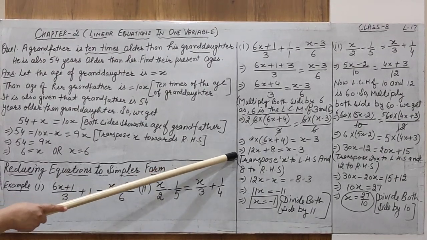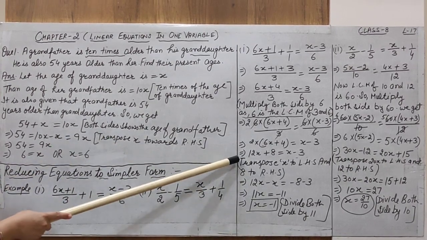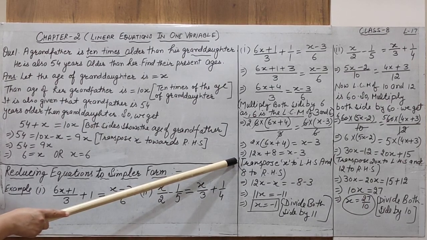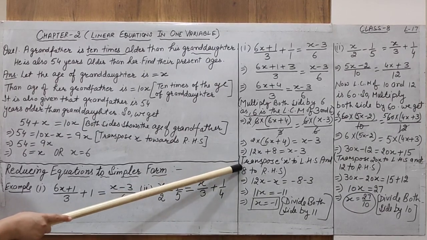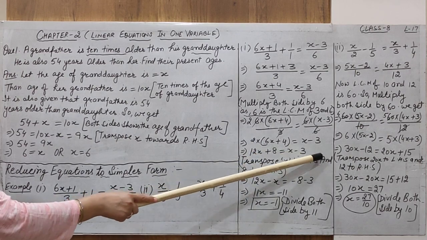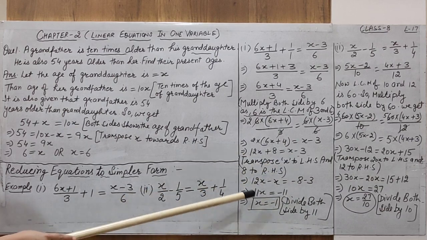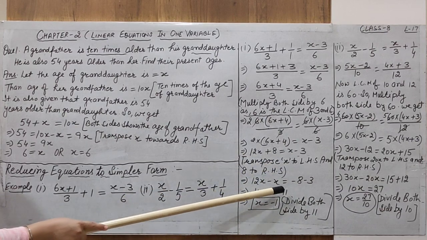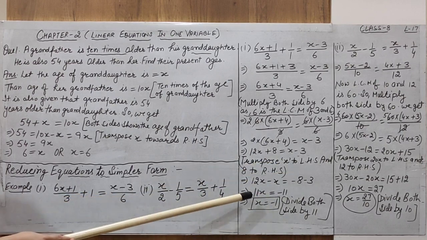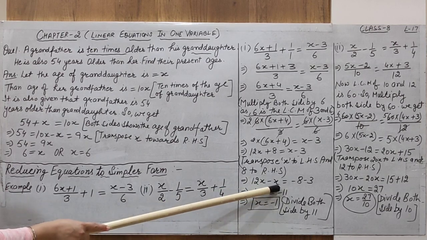Now we can solve this equation as we have solved in this question also. One side is given to the variable and second side is given to the constants. So transpose x towards left hand side and 8 towards right hand side. When we transpose x towards left hand side, we get 12x minus x because sign is changed. Now here x is positive. When we transfer this to left hand side, we get minus x.